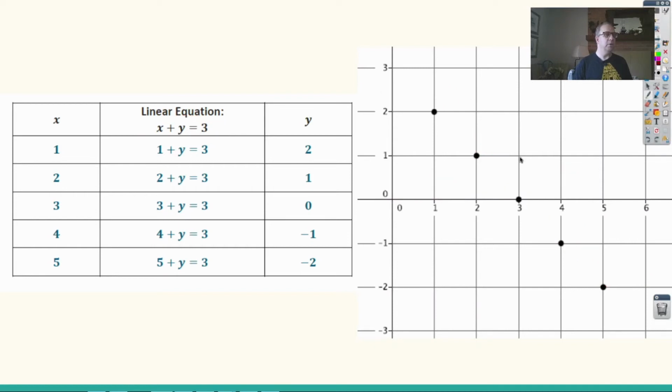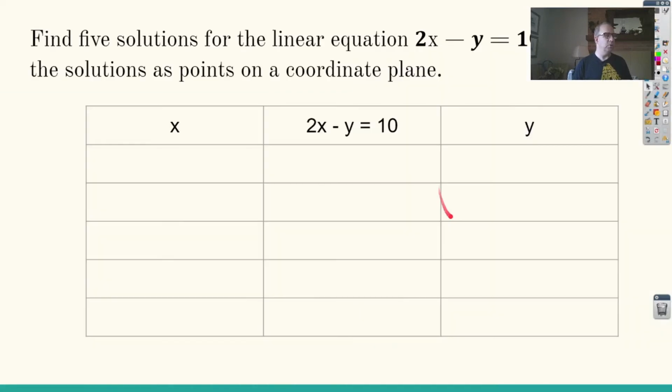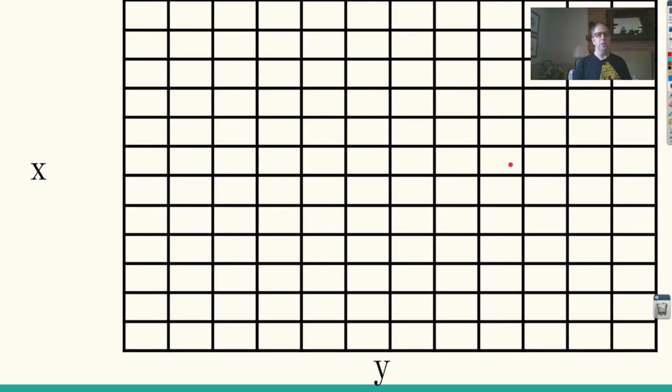All right, so let's take a look at another one. Practice on your own. If I have the equation 2x plus y minus y equals 10, what numbers would I choose for x? And what numbers would I choose for y? Okay, and then graph it.